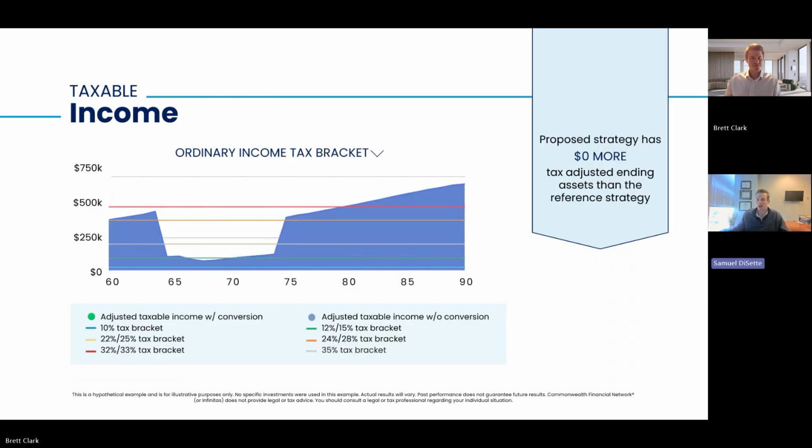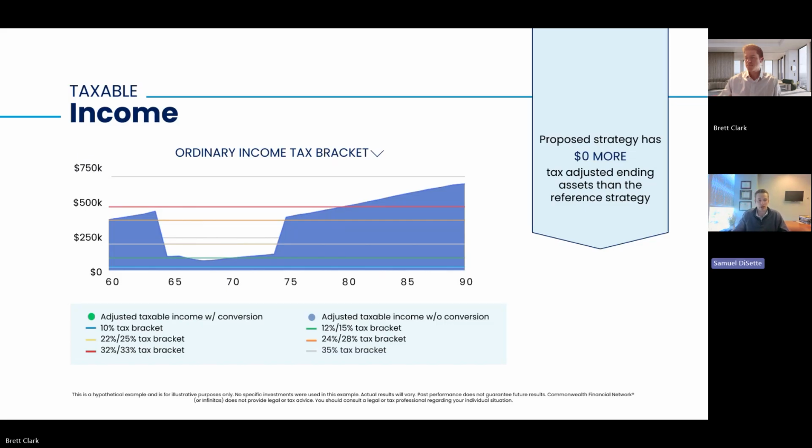So for Tom and Mary, this is their taxable income. In the blue, we can see, as they're working, what their ordinary income tax is. Now you can see these colored lines. Those are the marginal tax brackets for our federal system. As you make more money, you pay a higher tax rate. Those go from 10 to 12, the largest jump to 22%, 24 and beyond.